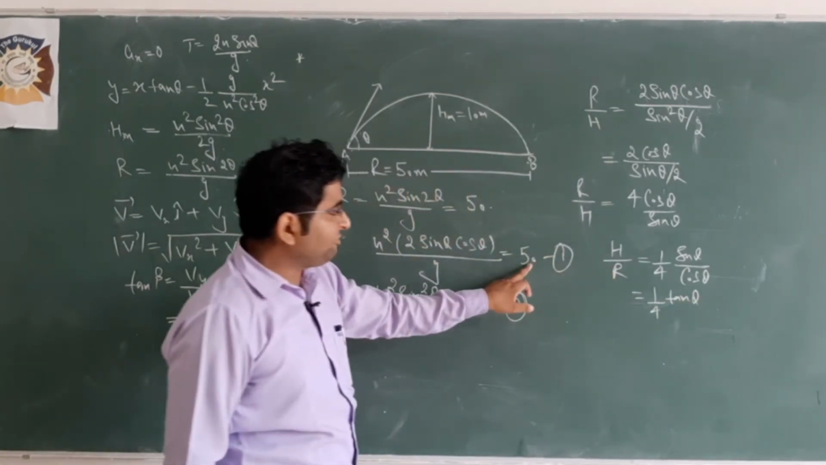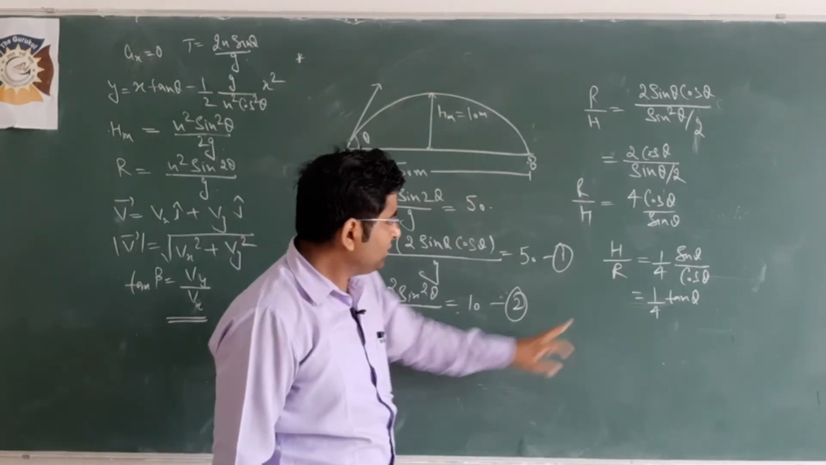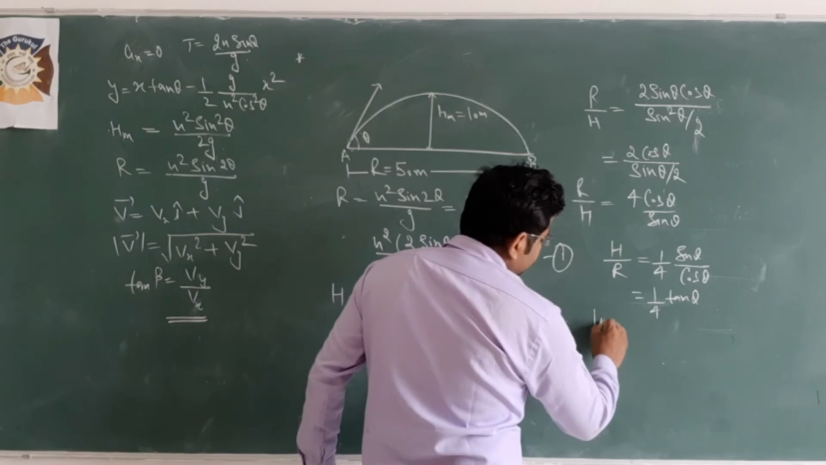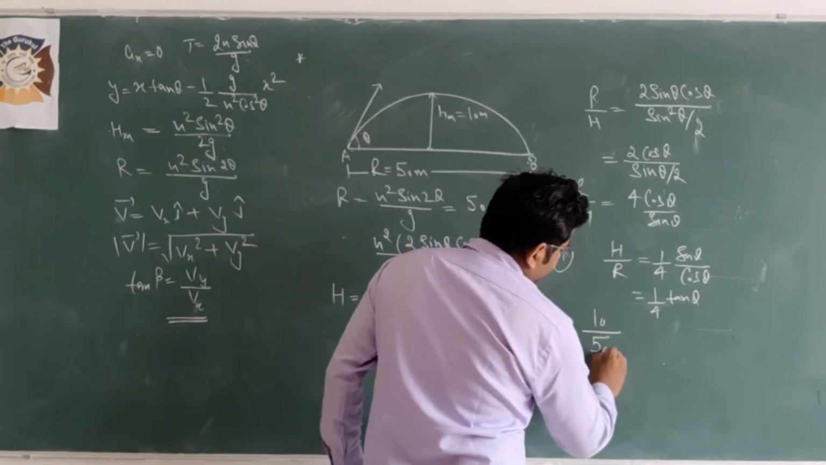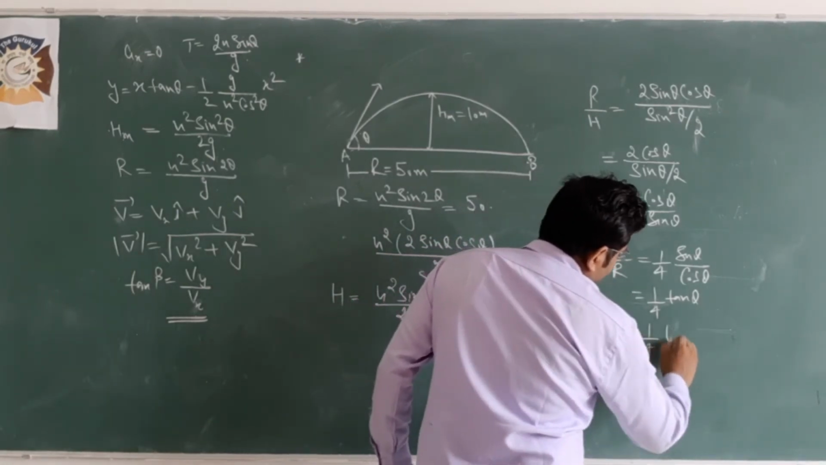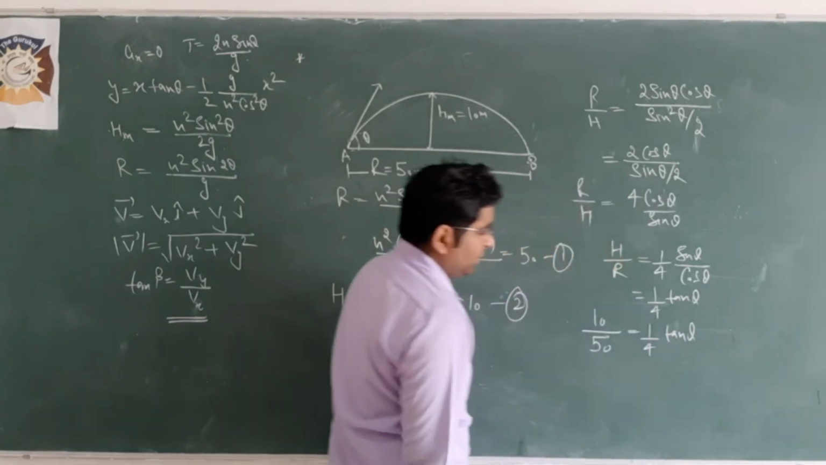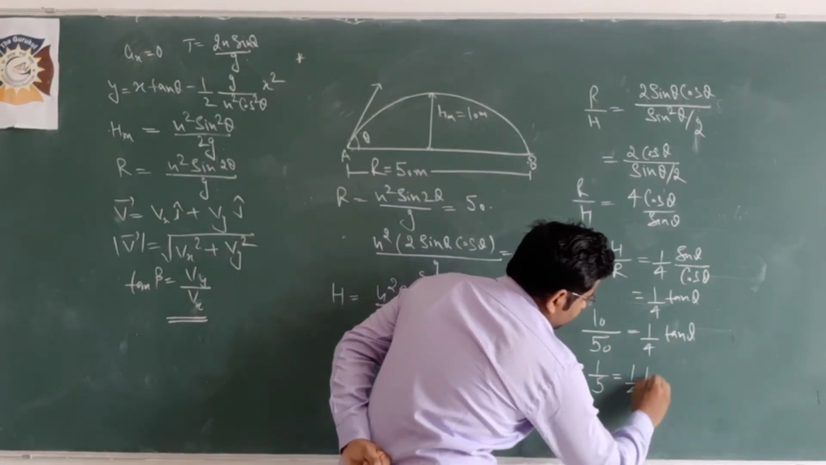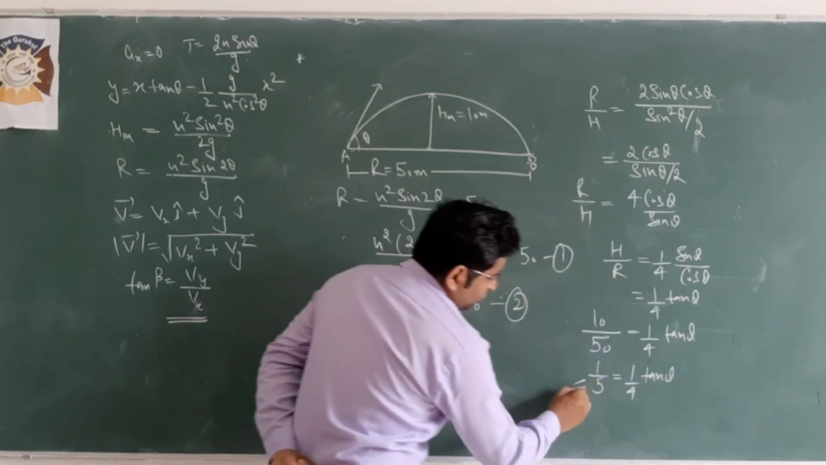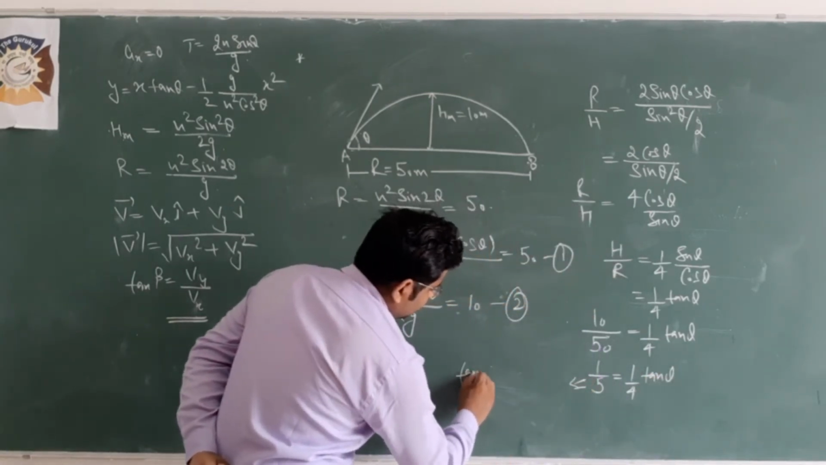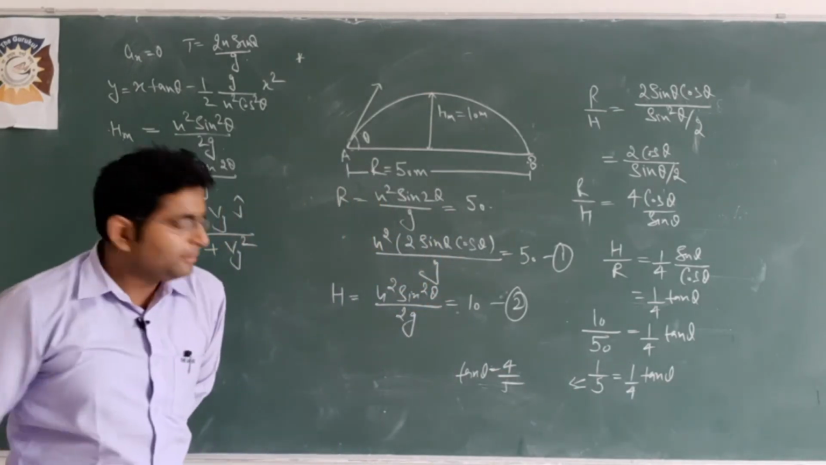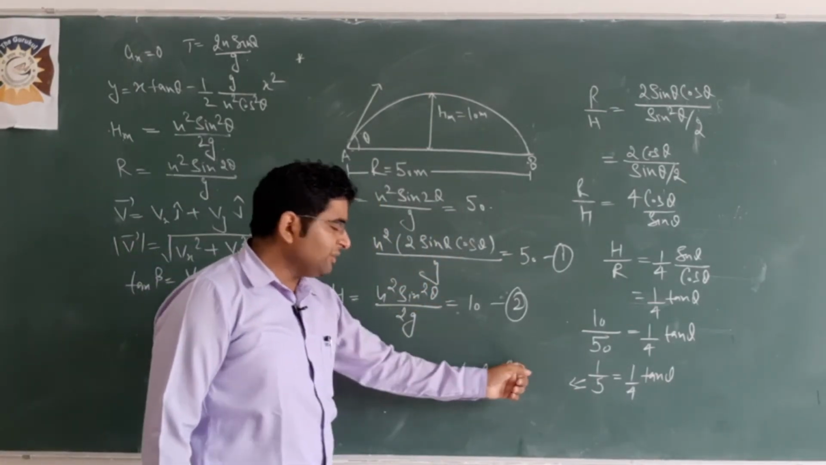Beta, h की वैल्यू क्या आती? 10, and r की वैल्यू 50. So h I am putting 10 over 50 is equal to 1 by 4 tangent theta. So 1 by 5 equals 1 by 4 tangent theta. So from here tangent theta is equal to 4 over 5. Clear? So बेटा यहाँ पर tan थीटा 4 over 5 है.